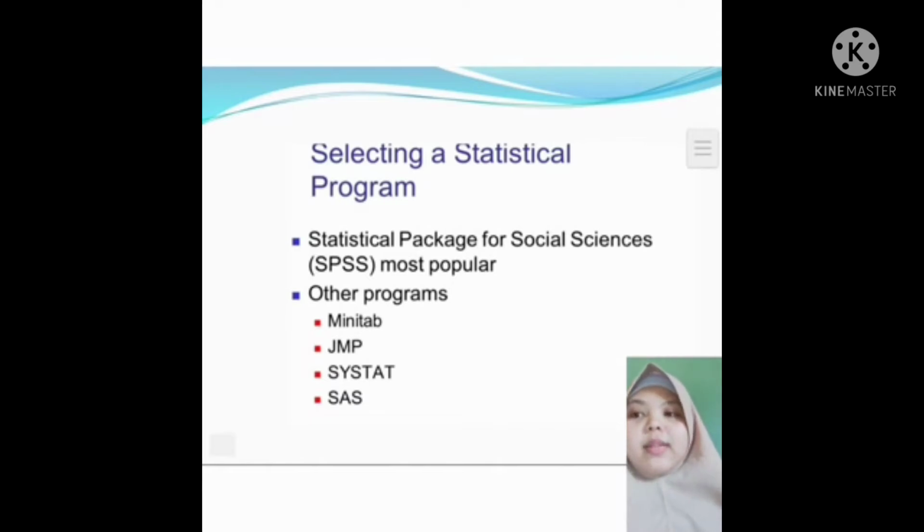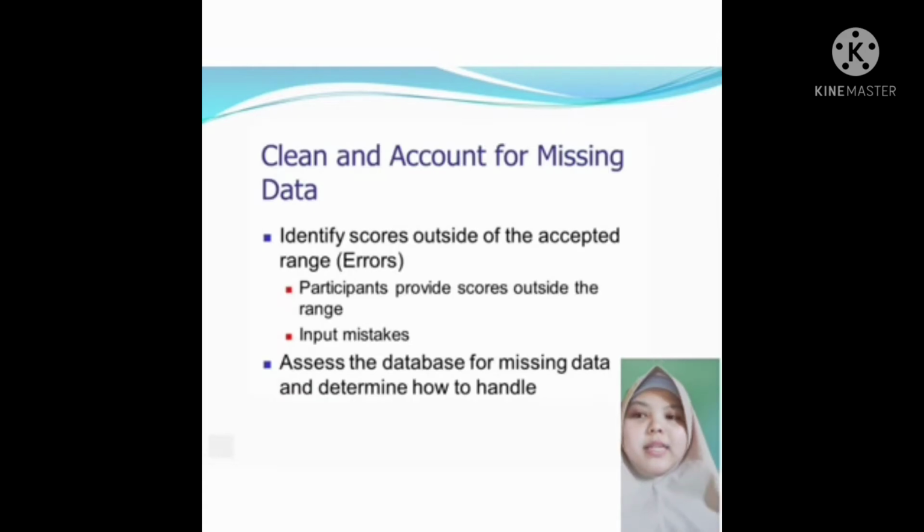Meanwhile, there are other programs: Minitab, JMP, SYSTAT, and SAS. Next step is clean and account for missing data. The first is identify scores outside of the accepted range. Second is assess the database for missing data and determine how to handle it.